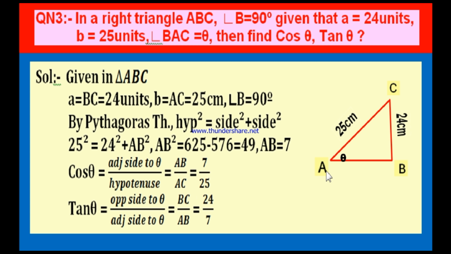You see here, in this right triangle, we knew only two sides. Since we knew two sides, we found the third side using Pythagoras theorem, and then we found the values of cos theta and tan theta.